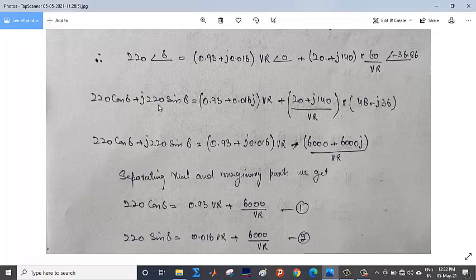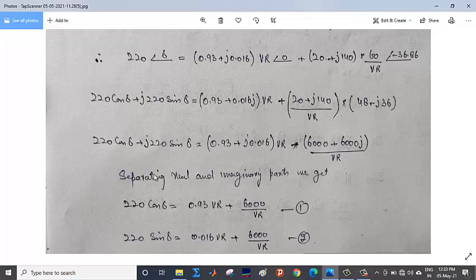Writing them in rectangular form, this will be equal to 220 cos delta plus j220 sin delta, and this is as it is. I have taken this VR to this side, and when I write this in rectangular form, it is 48 minus j36. Now I have to solve this. When I solve this, I get 6000 plus j6000 divided by VR. When you multiply this term by this term, you will get this term.